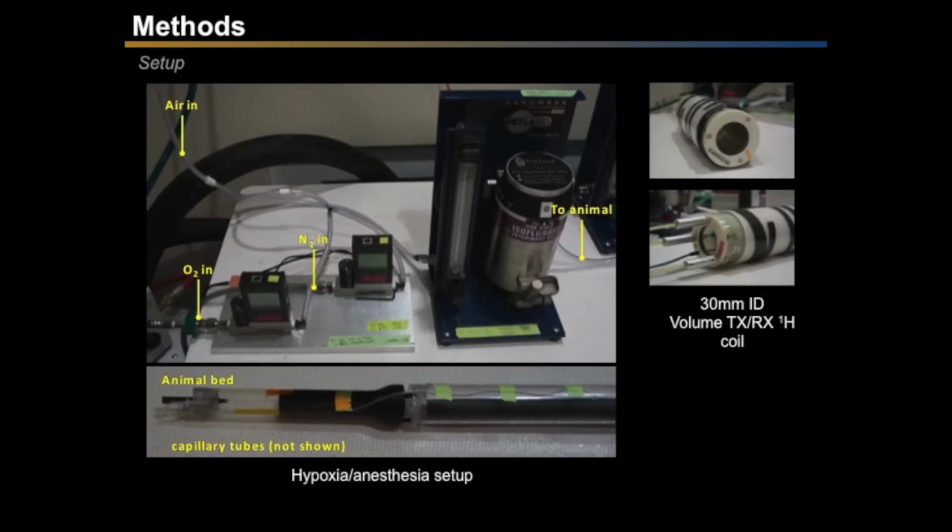And here's a picture of the hypoxia setup. Essentially, we just feed this into the breathing tube for the animal as it's on the scanner. I've also shown the coil here. It's nothing fancy. It's just a volume transmit-receive coil that's actually kind of poor in performance.